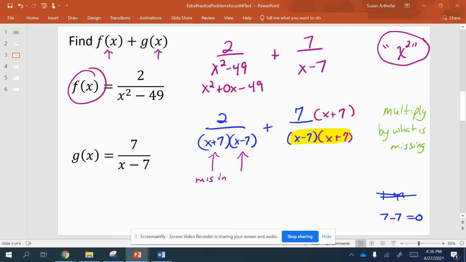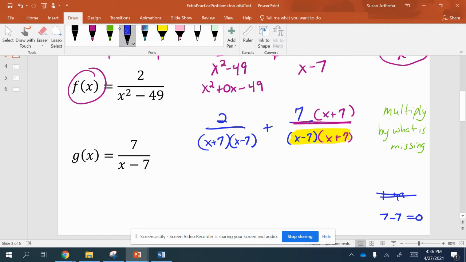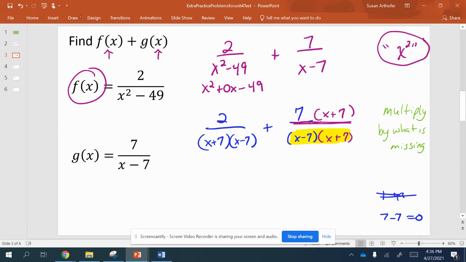Now the denominators match. Even though one starts with x plus 7, x minus 7, and the other has the x minus 7 and then the x plus 7, it's okay. They can be out of order like that, so don't let that bother you. Okay, so I'm going to draw my line a little bit bigger. Now that we have the same denominator, we can go same, same. So our final answer will have the same thing in the bottom.